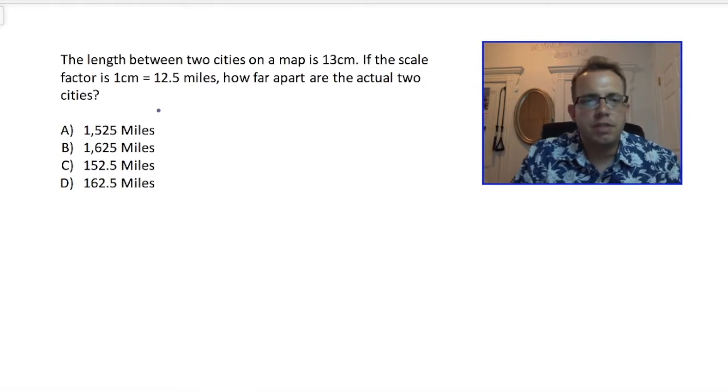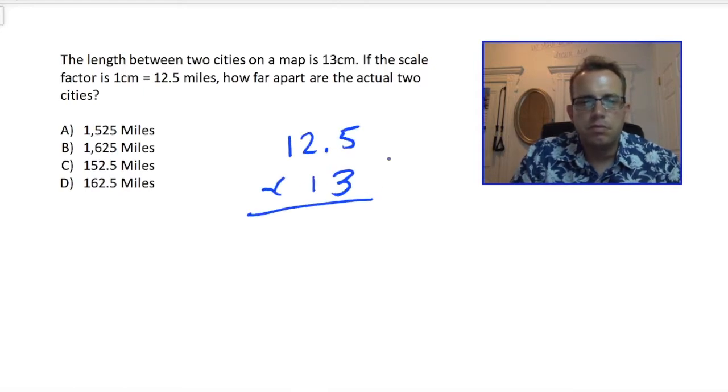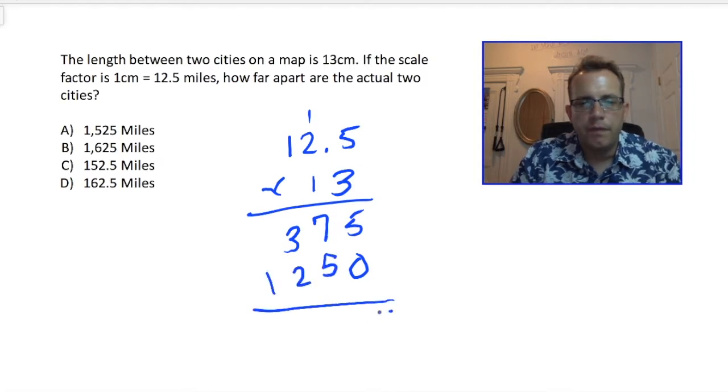We know that the scale factor, they give us the factor, right? So we just have to multiply 12.5 times 13. Let's see, 15, carry the 1, 6 and 7, and 3. So we have 5, 2, 1. We have 5, we have 12, which is 6 and 1. Don't forget to carry the 1. And then there's a decimal right here.